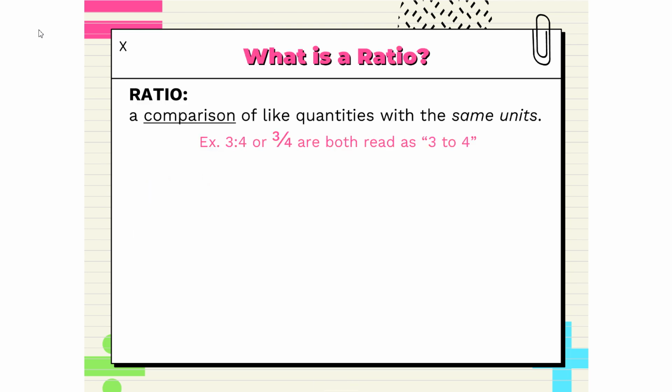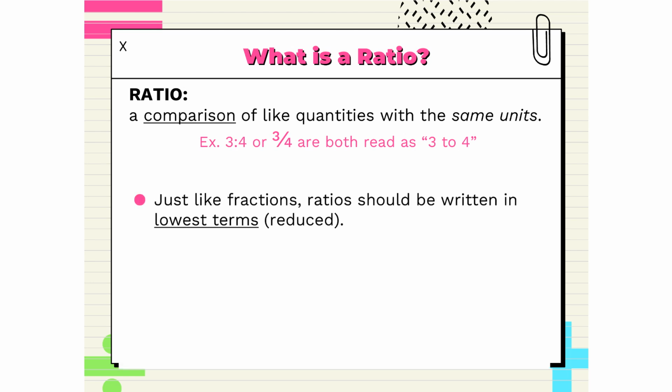Let's dig in a little bit deeper. What is a ratio? A ratio is a comparison of like quantities with the same units. For example, 3 to 4, or it can be written like a fraction where you've got 3/4, are both read as 3 to 4. Just like fractions, ratios should be written in their lowest terms, so you always need to reduce them down. So as an example, if you've got a ratio of 3 to 6, both 3 and 6 can be divided by 3, and you end up with a ratio of 1 to 2.